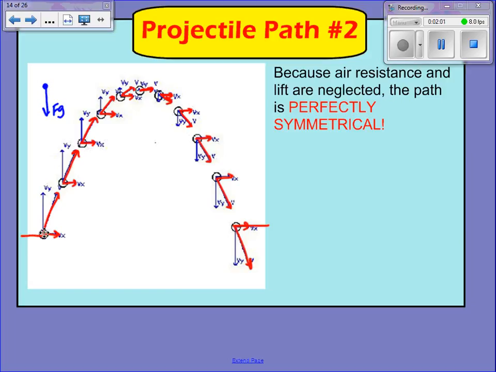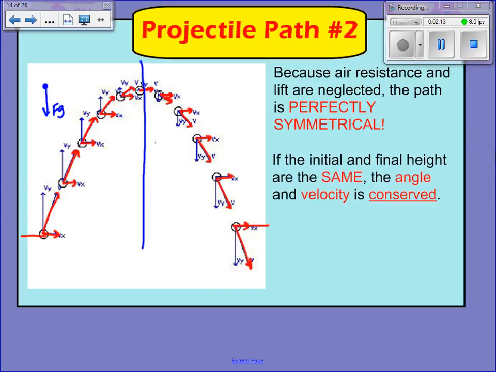Now, because this is a perfectly symmetrical pathway, we can get a lot of information from it if we just drew a line right down the center. Because it's perfectly symmetrical, and we are assuming that the initial and the final height are the same, the angle and the velocity are conserved. What that means is this. Let's first talk about the angle. If the angle of launch is 60 degrees, that also means the angle at which the object lands will be 60 degrees.